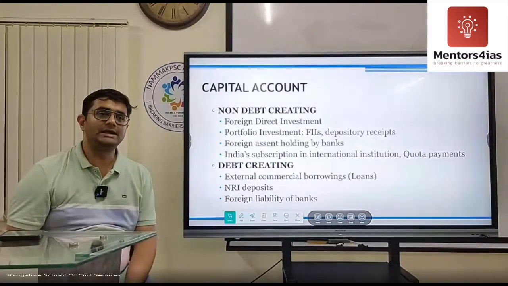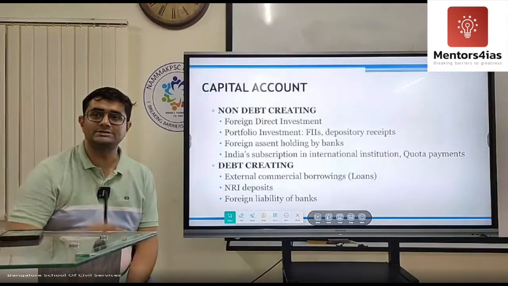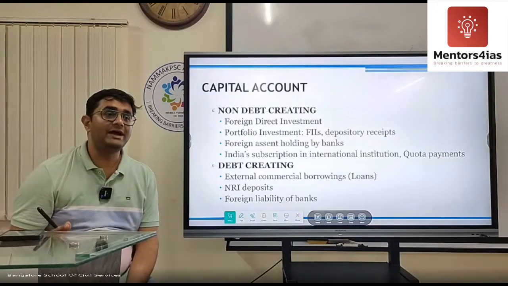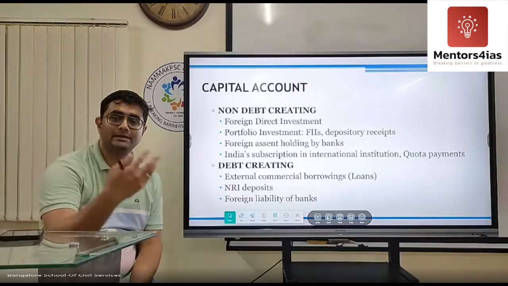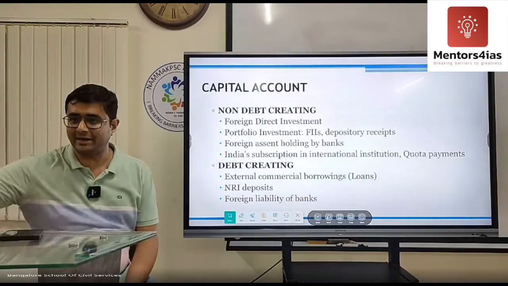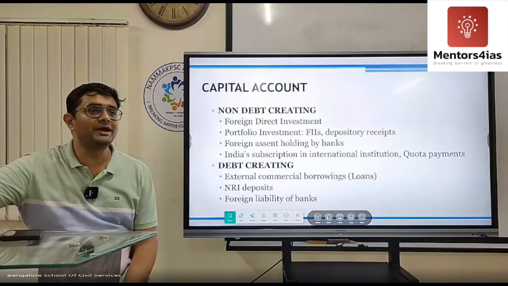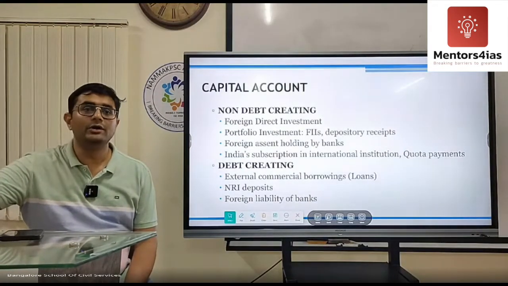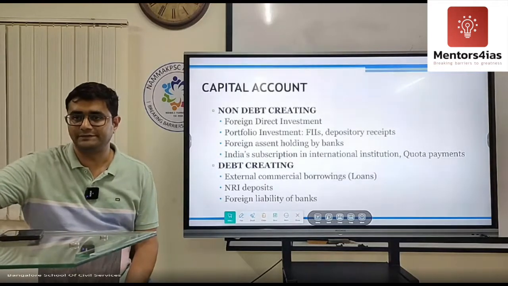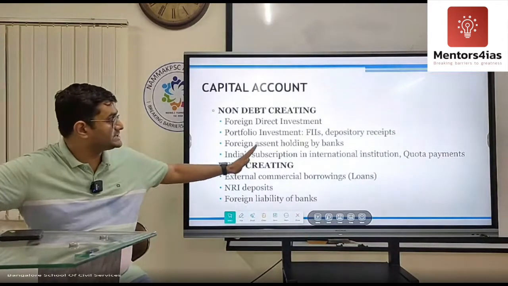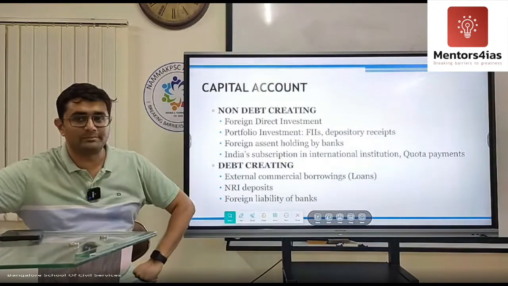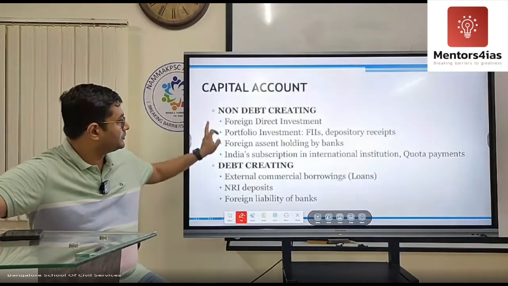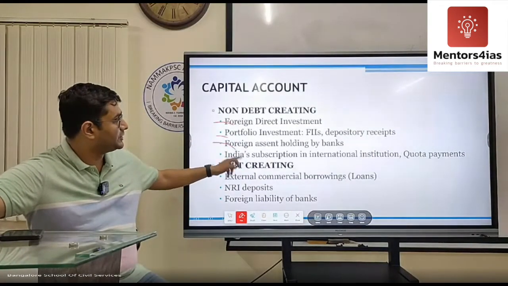Meaning when we keep money in international organizations like the IMF, it's like a club where we have to give money as a subscription amount. If you want to join a club, you have to pay a subscription amount. In the same way, if you want to join the IMF, World Bank, etc., you have to pay subscription fees. So India's subscription in international institutions, quota payment, etc. So foreign direct investments, then portfolio investments, then foreign asset holdings.